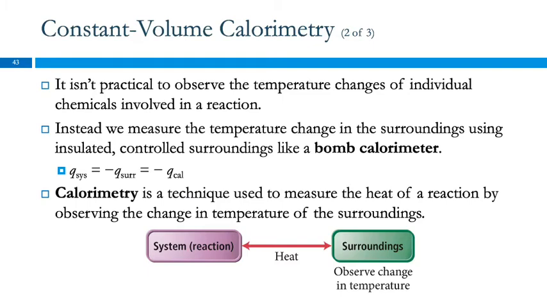So it's not practical to observe the temperature changes of individual chemicals. Just like putting that block of metal in the water, we can't observe the temperature change of that piece of metal unless we had a thermometer embedded in it beforehand. And how often does that happen? Never. So what we do is we measure the temperature in the surroundings, and then we know that the energy or the heat gained by the surroundings is what was lost by the system. So the number's the same, we just change the sign. We use surroundings where we can measure things nicely.